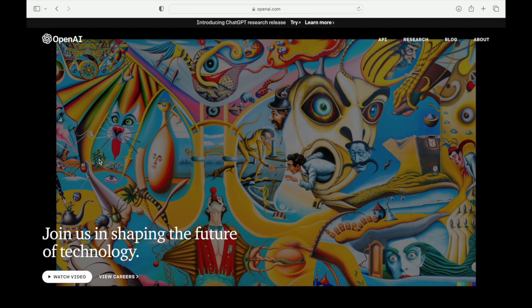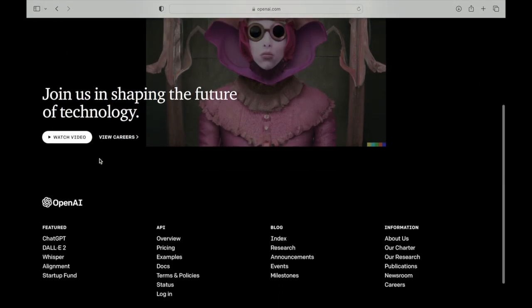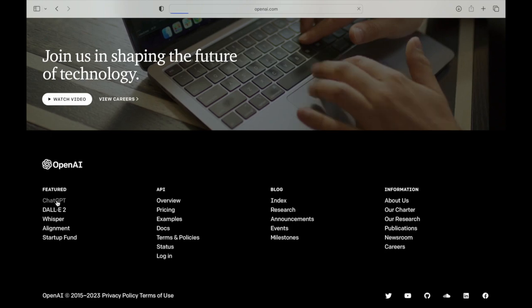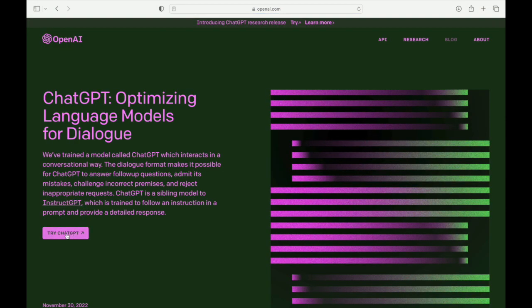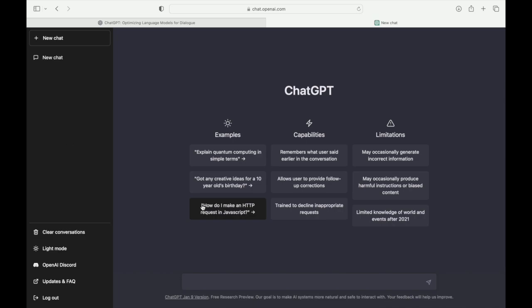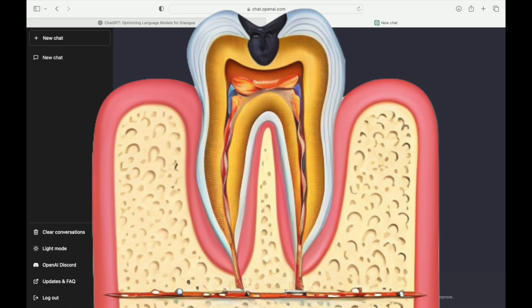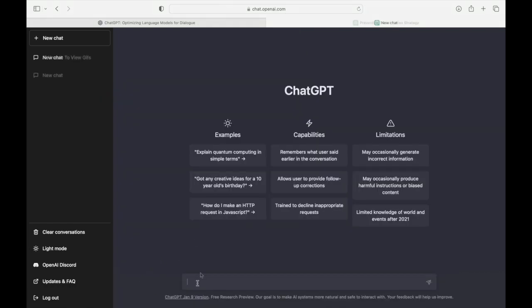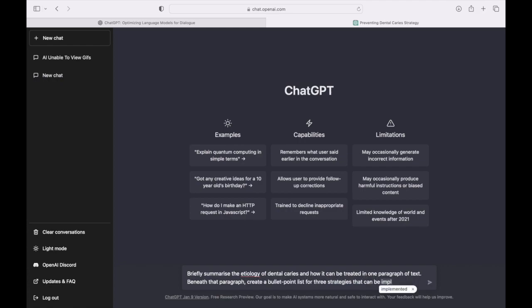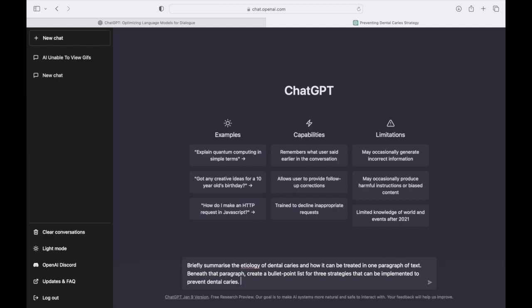Alrighty then, I am all logged in and you're in trouble now, son. So let's see if I can make you jump on one leg and have you answer me this. Let's start with something simple. Cariology. I couldn't help but think of you. Okay. Briefly summarise the etiology of dental caries and how it can be treated in one paragraph of text. Beneath that paragraph, create a bullet point list for 3 strategies that can be implemented to prevent dental caries.